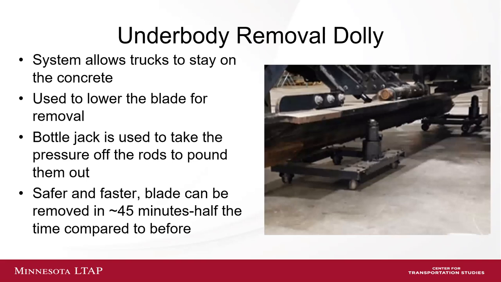And the system allows the trucks to stay on the ground. They don't have to put it up on the hoist. And it's used to lower the blade. And there's a bottle jack used to take the pressure off the rods so they can pound them out. It's safer, it's faster. You figure the blade can be removed in about 45 minutes, which is half the time compared to the other method. So great idea there too.